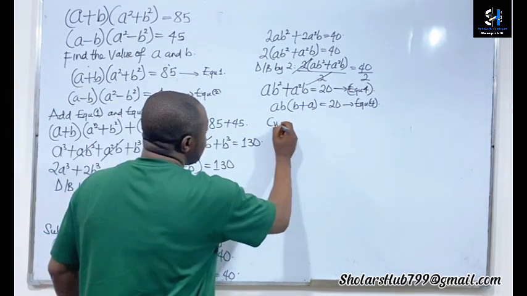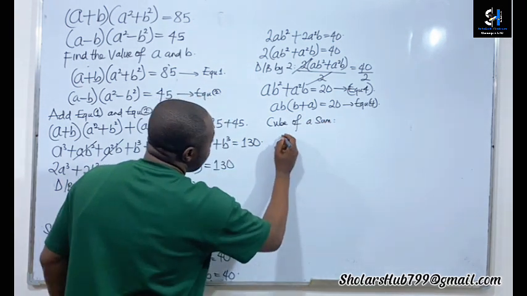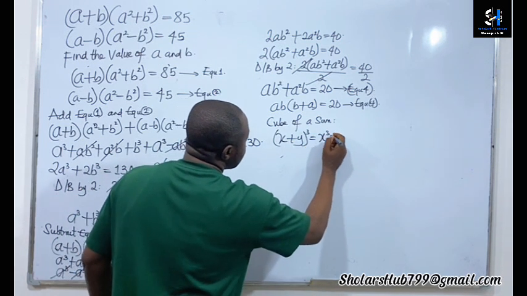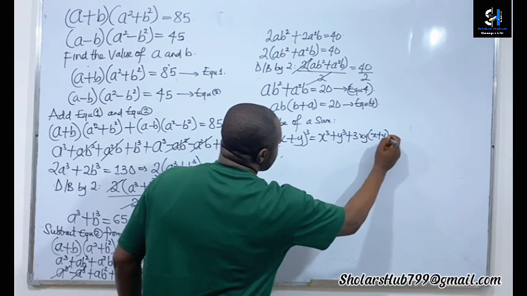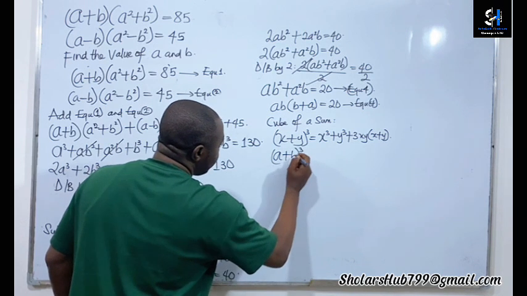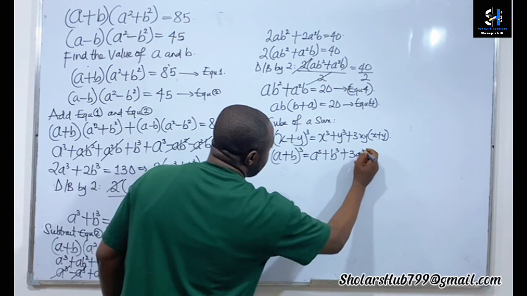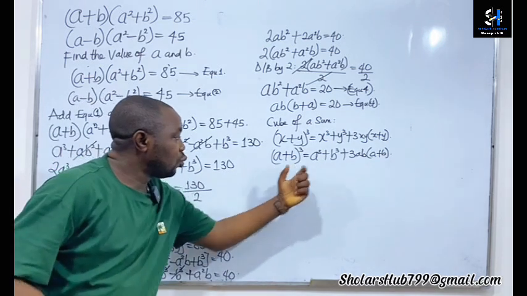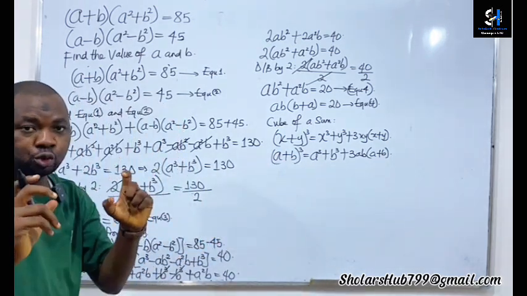So when we use the cube of a sum, let's recall it. If we have (x + y) cubed, that will be x cubed plus y cubed plus 3xy into (x + y). So for (a + b) cubed, that will be a cubed plus b cubed plus 3ab into (a + b). We're going to use this to find the value of one of the two variables.